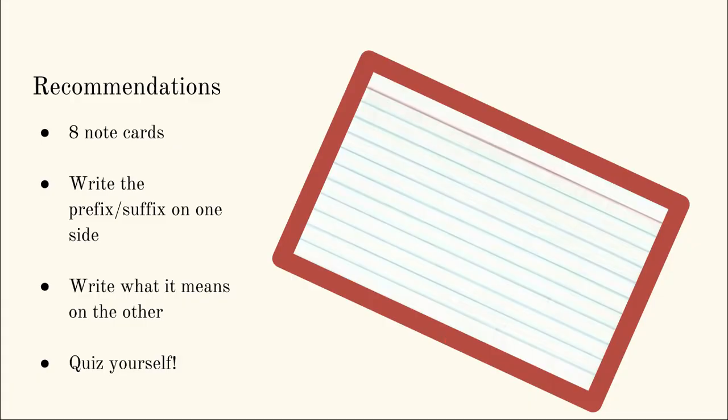I recommend for this, now I'm not going to check it, this isn't an assignment, but you're going to want to learn these and be able to pull them out of your memory. So if you are having trouble remembering what these mean, I recommend you get 8 note cards. Your teacher will be able to find you some note cards if you need them. Write the prefix or suffix on one side and then write what it means or what it does on the other side, and then use these to quiz yourself. This will ultimately help you commit these to memory, and then you'll be able to use them when you see them in other random words out in the wild.